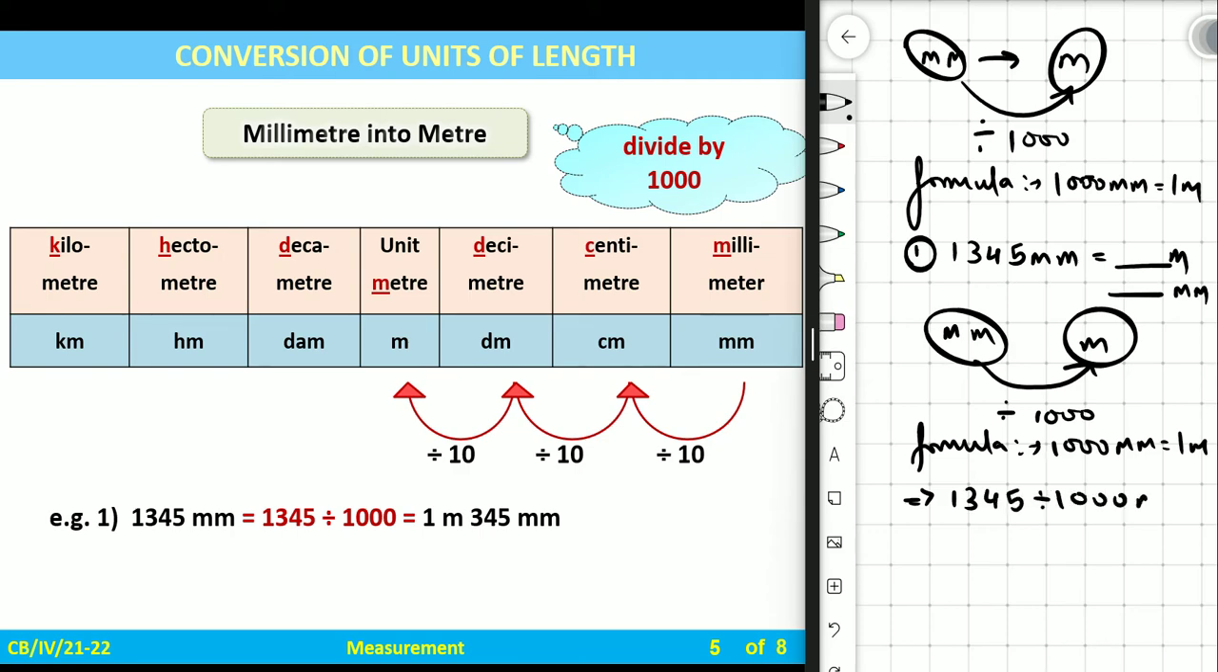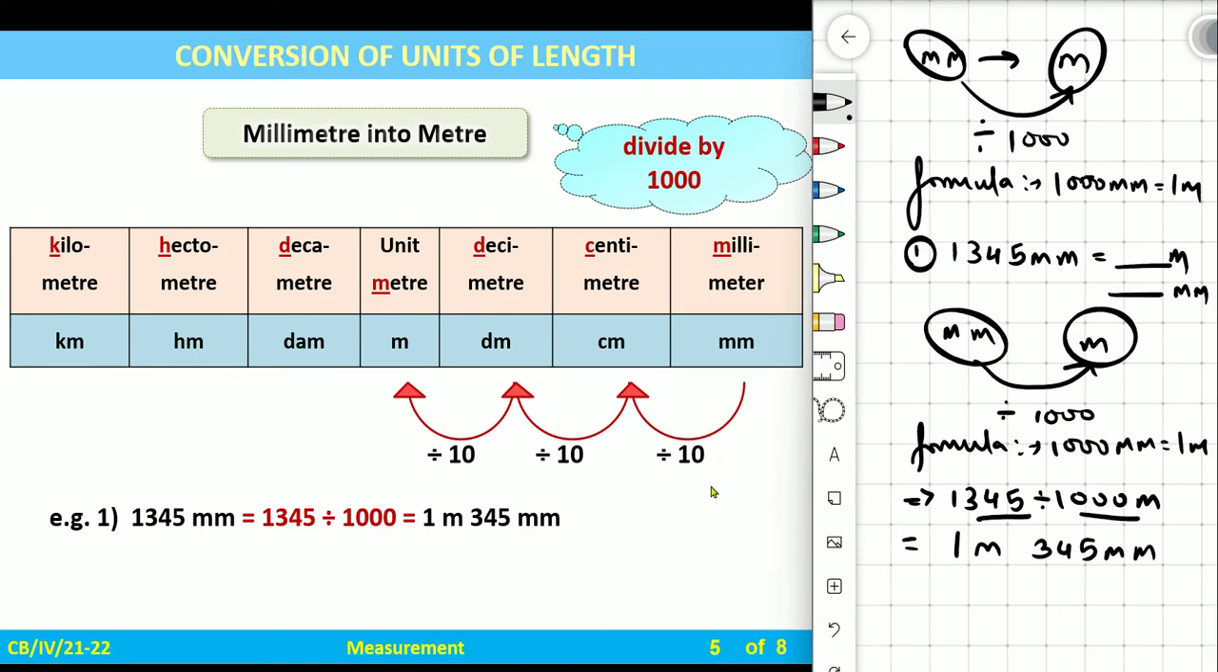So there are 3 zeros, leave 3 numbers, it will be 1 meter and 345 millimeter. See, here are 3 zeros, so remove 3 numbers, 3, 4 and 5. These 3 numbers you must remove, you will get 1 as meter, and the removed numbers will be your millimeter. It's so easy. 1 meter 345 millimeter. Another example.